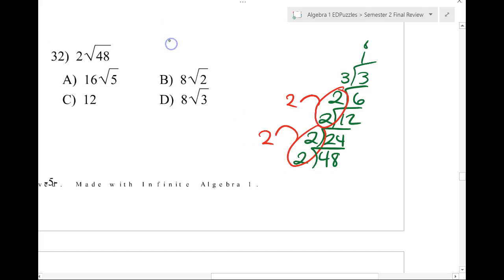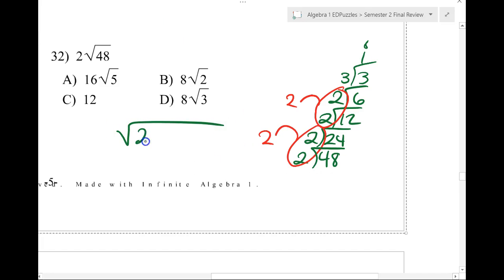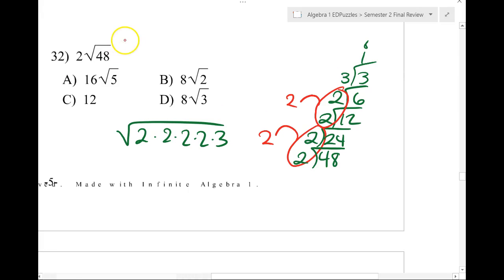So now this is what it'll look like. Let's do it underneath the radical this way. So I broke it down. Now I have 2 times 2 times 2 times 3. I circle every group of 2 of the same number, and I take one out from each one. And once I take one out, the rest cancel.